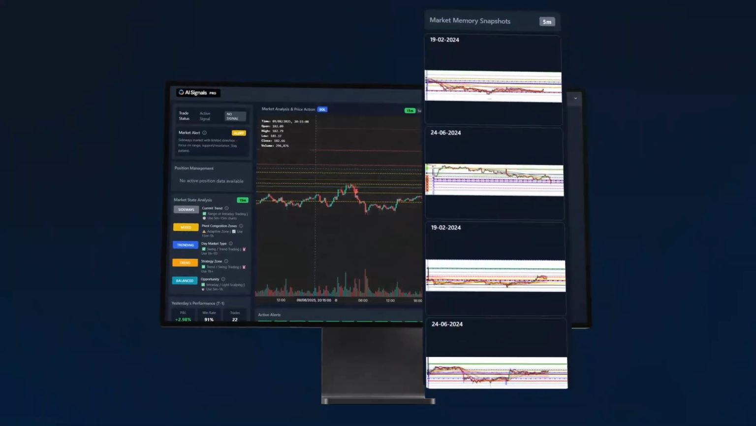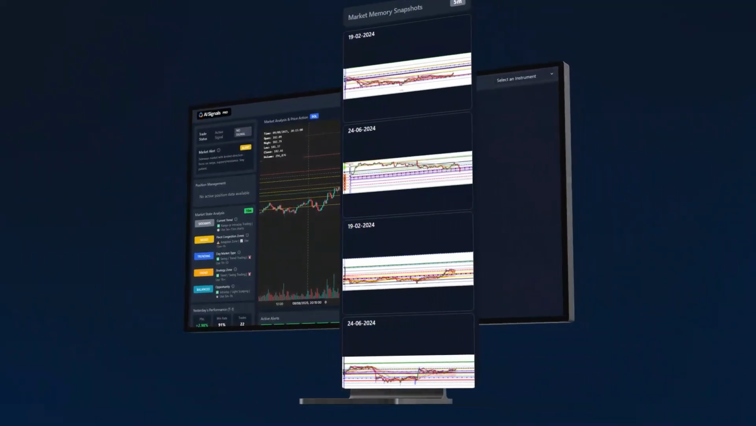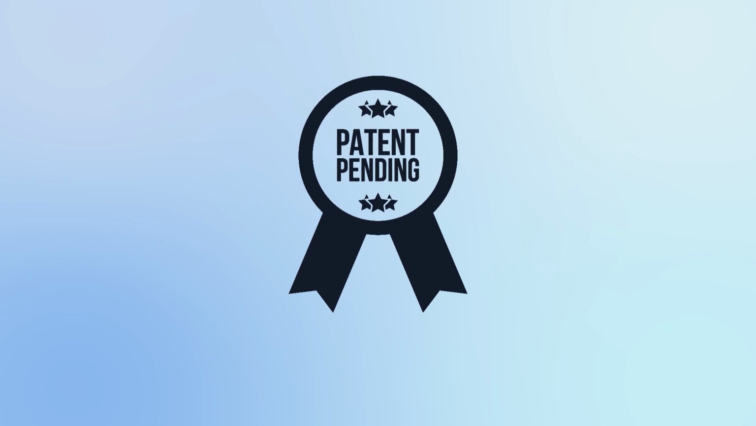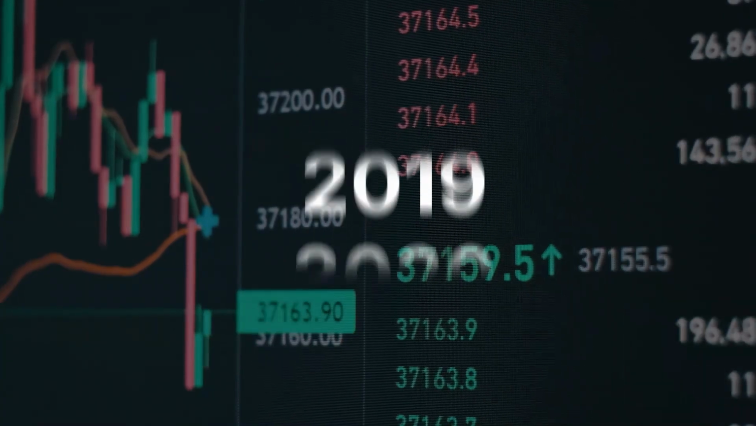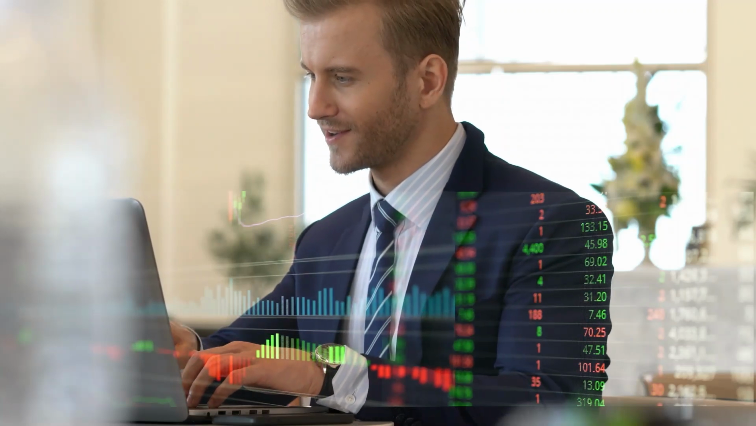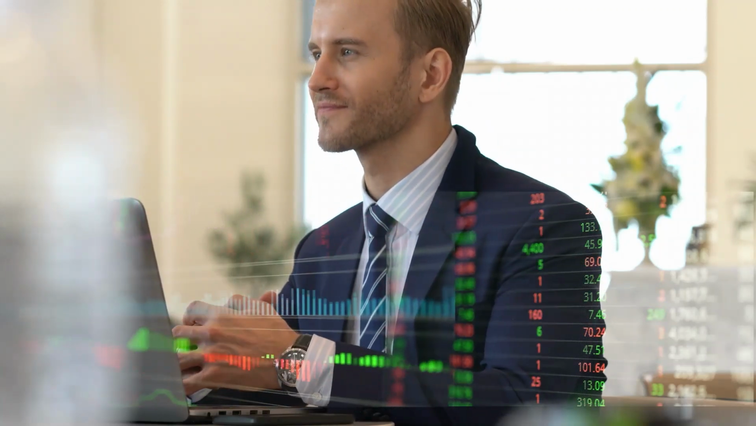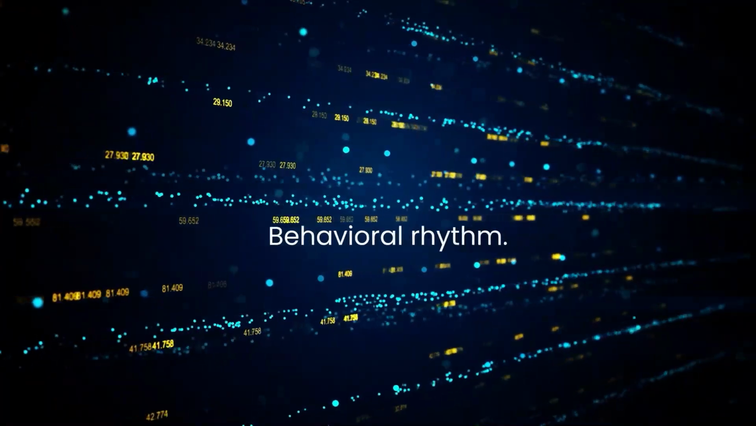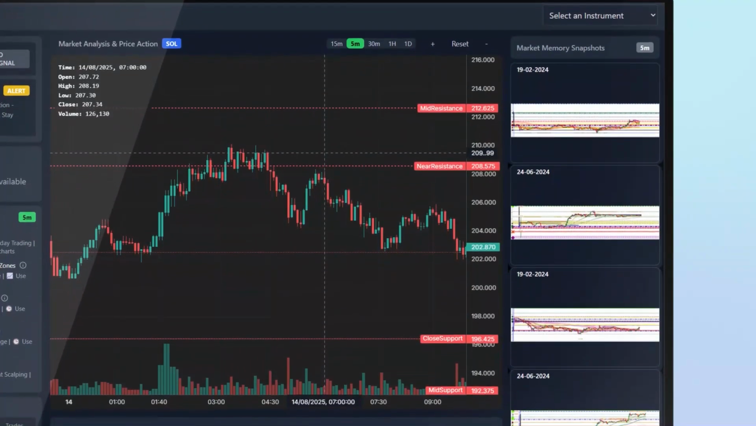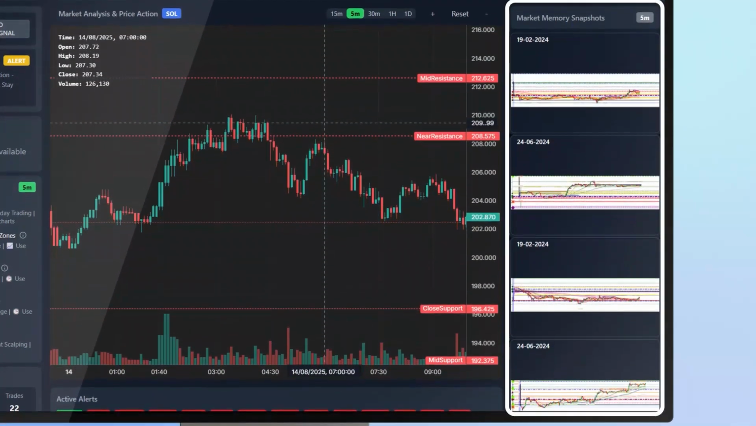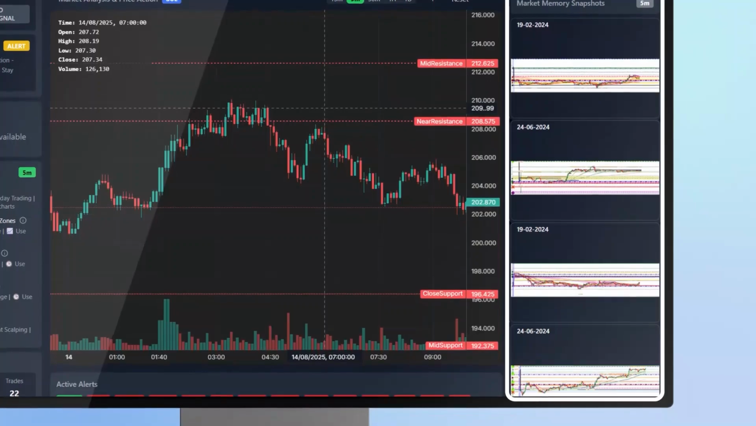Market memory is one of the most unique tools in your terminal, and something you won't find on traditional charting platforms. It's a patent-pending engine that analyzes years of historical price behavior, looking for setups that closely resemble today's conditions, not just based on pattern shapes, but on structure, volatility, momentum, and behavioral rhythm. When a close match is found, it's shown inside the market memory panel, along with a visual preview of how price behaved after the match occurred.